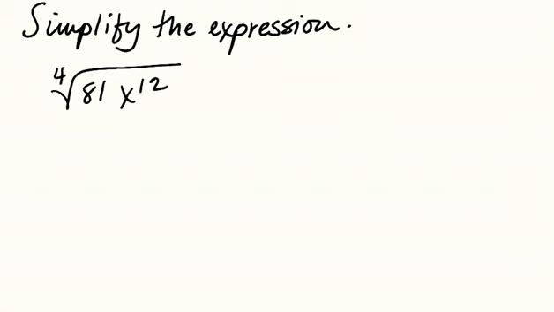Next in the packet, we've got a bunch of things that want to be simplified. You want to assume the variables are positive, and you want to rationalize the denominator. Well, this is the thing where we're going to use that property I was talking about earlier, where we can split this off into the 4th root of 81 and the 4th root of x to the 12th.